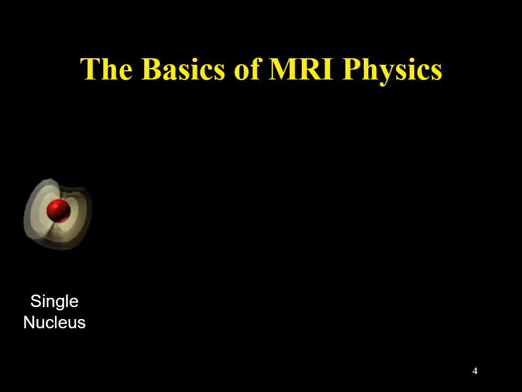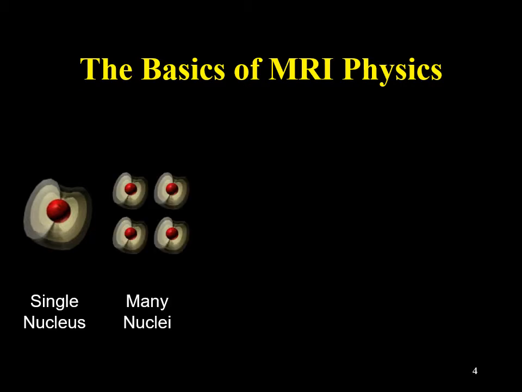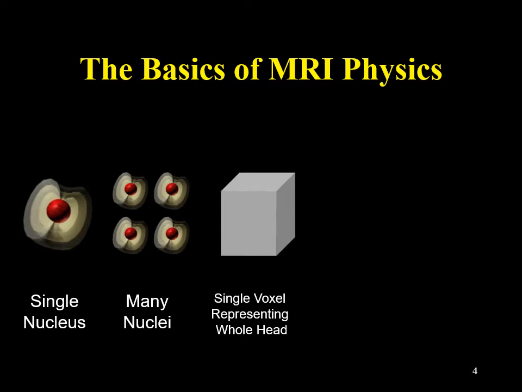In a series of animations, I will show and discuss the physical properties of a single hydrogen nucleus and how these properties affect the behavior of the nucleus in a magnetic field, how groups of nuclei behave with respect to one another in different situations, and how these nuclei induce an electrical signal in a detector, what determines the total signal induced in the detection system, and how this amount of signal affects the intensity of a single voxel, in this case the single voxel representing the whole head.